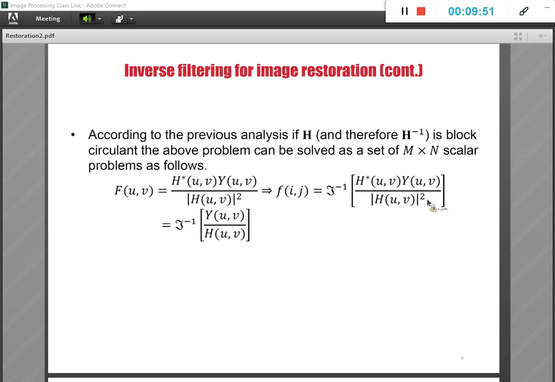But H conjugate over H squared means over H. That means F is the inverse of Y over H. You know this item. If we had a good system and a minimum contribution of noise, Y was HF in the spectral domain, and F was Y over H, and here F in the spatial domain is the Fourier inverse of Y over H. That's right. This is inverse filtering.